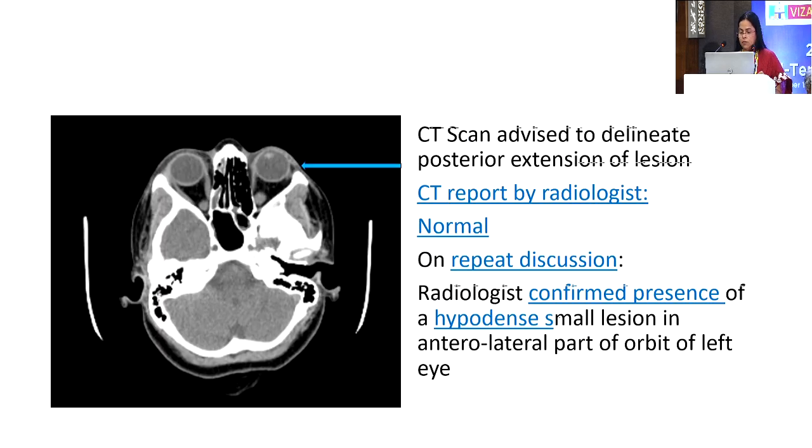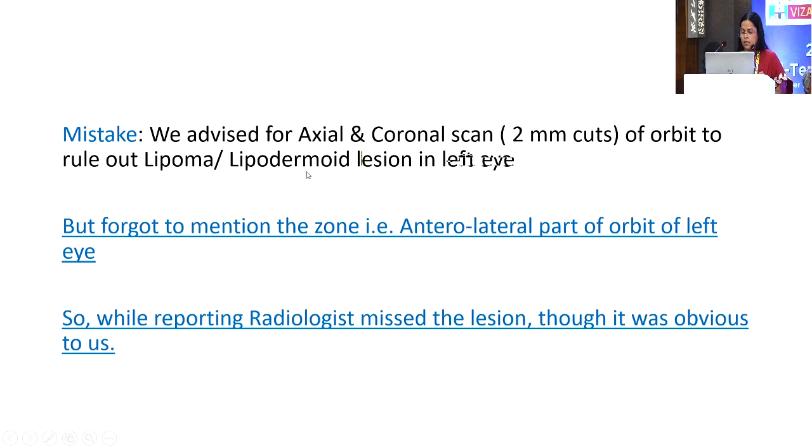So to find out the extent of orbital involvement, we sent it for CT scan. The radiologist said that is all normal. The problem was that we went back and discussed with him, and then he confirmed that there is a hypodense lesion, a very small lesion. The problem was that from our point, we advised axial and coronal scans, 2 mm as usual.